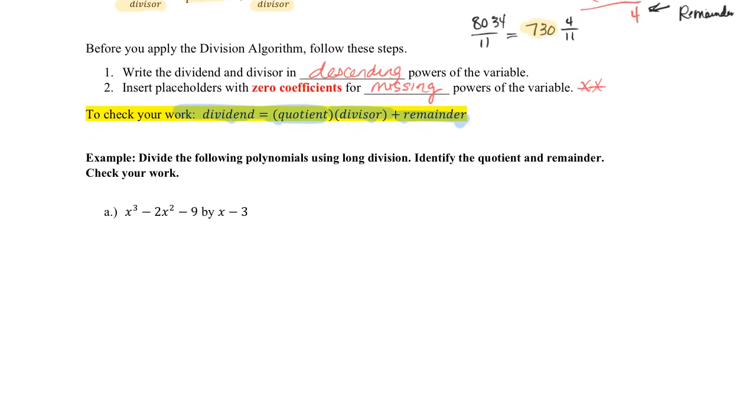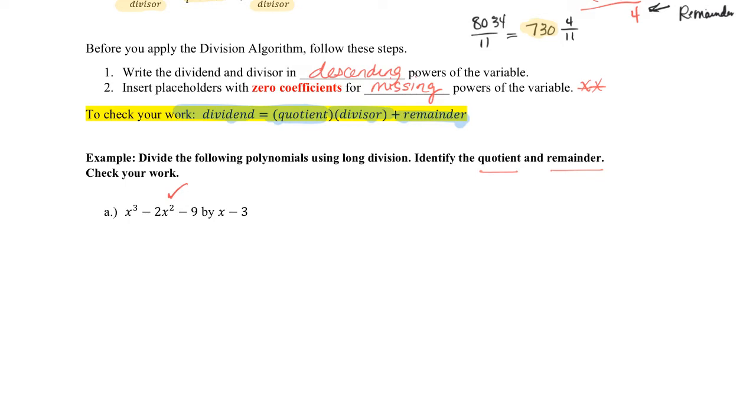Okay, so let's work through an example and see how this works. So for the first one, I'm going to divide the following polynomials using long division. I'm going to identify the quotient and identify the remainder. And then, of course, we're going to check our work. So I want to know what x cubed minus 2x squared minus 9 divided by x minus 3 is equal to.